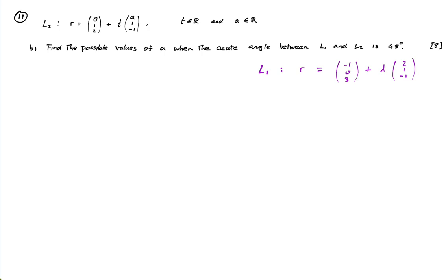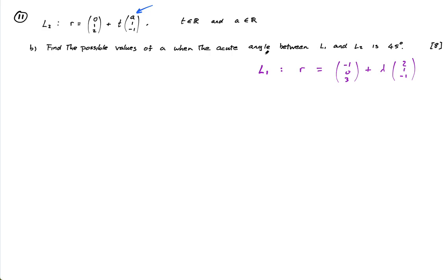Okay, so for part B, we are given a second line, L2. This is the vector equation of that line. And we already have L1 from part A. It then says, find the possible values of A. So this is A here that we're trying to find, when the acute angle between L1 and L2 is 45 degrees.